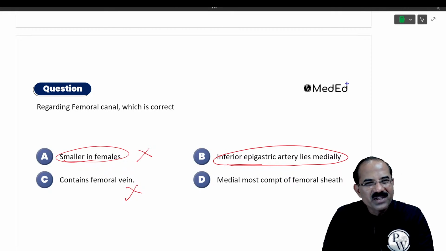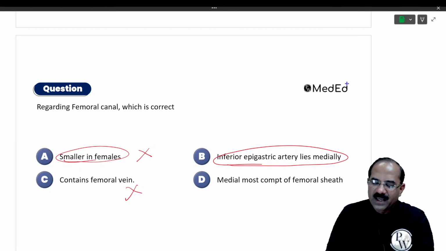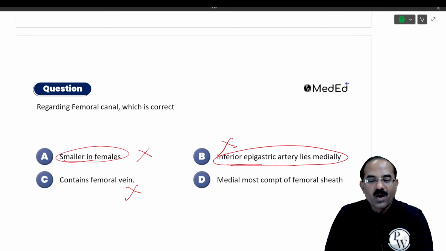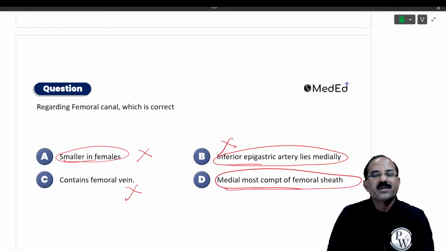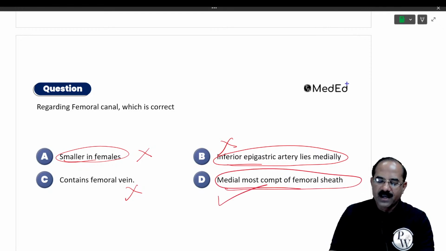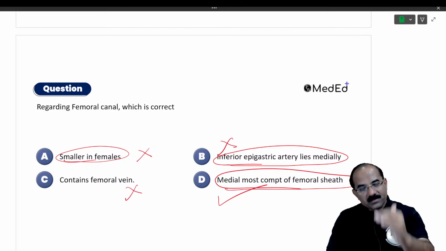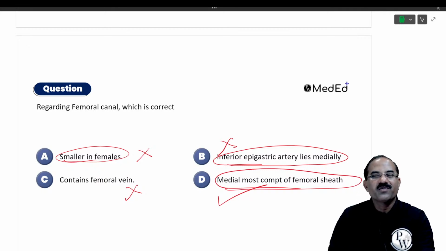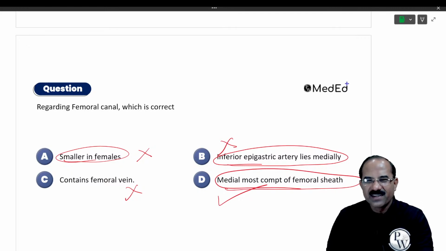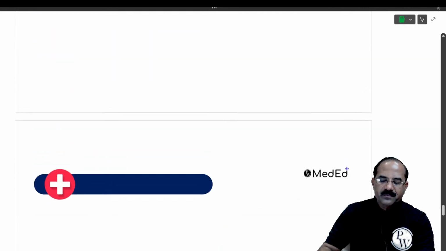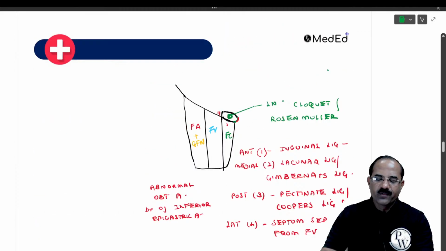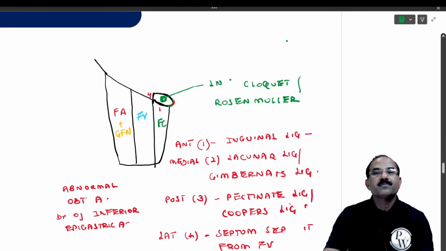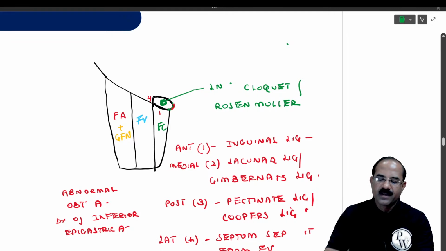The inferior epigastric artery does not lie there. It's a branch of the inferior epigastric artery, and its name is abnormal obturator artery. That's the abnormal obturator artery, right? So the medialmost compartment of the femoral sheath, that's the correct answer. The femoral canal is the medialmost compartment of the femoral sheath. I hope this is clear to all of you students. Any doubts? Just ask your doubts in the comment section.